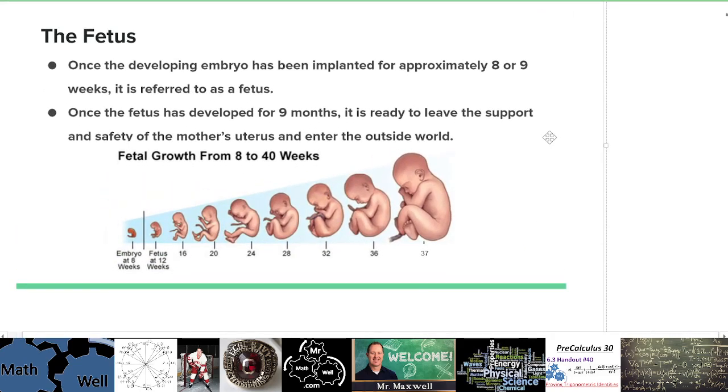The fetus. Once the developing embryo has been implanted for approximately 8 or 9 weeks, it is referred to as a fetus. So in medical technical terms, that's a fetus. Once the fetus has developed for 9 months, it's ready to leave the support and safety of the mother's uterus and enter the outside world, the big, bad outside world. It's ready to leave the oven. Yeah, that's what I say.